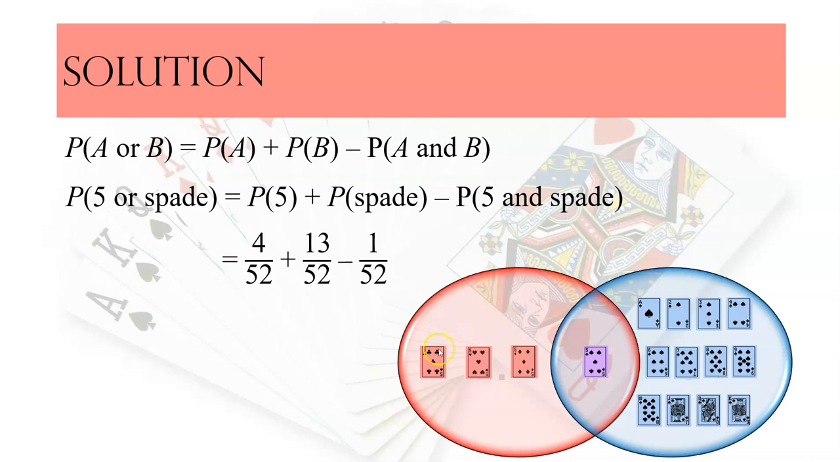So in this picture here, you can see that there are 4 5s to pick from, and there are 13 spades altogether. One of these cards falls into both categories. It's a 5 and a spade. So we need to subtract out that one card so that we don't double count it. So 4 over 52 for the 5s, 13 over 52 for the spades, minus 1 over 52 for the overlap. That gives me 16 over 52, which is 4 over 13 as my final answer.